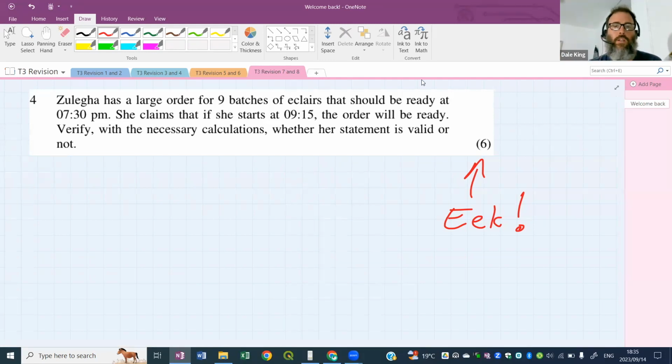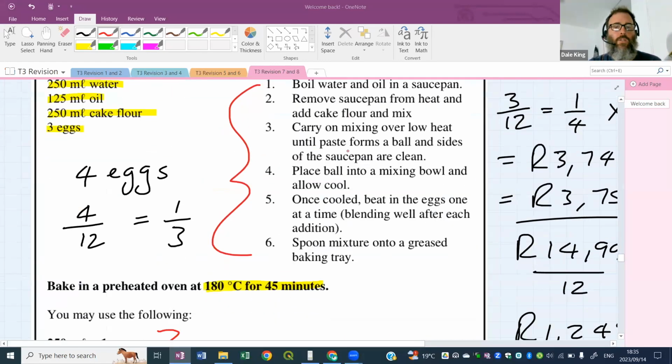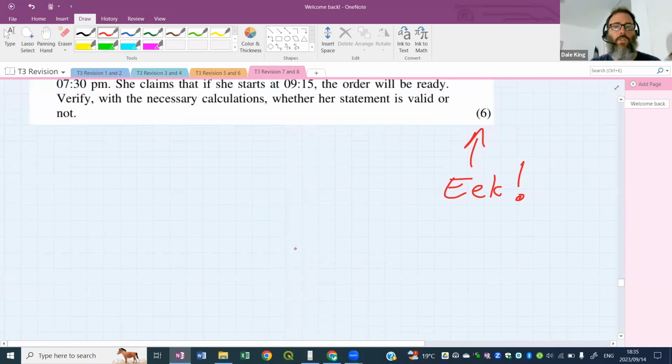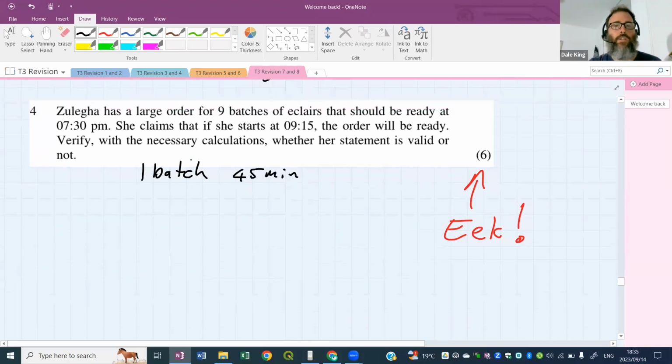All right. So let's see, how long does it take to cook a batch? Oh, there we go. They say a batch cooks for 45 minutes. One batch is 45 minutes. Let me write that here. And we need 9 batches. The question says 9 batches.